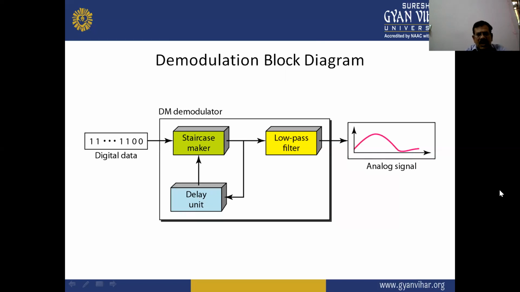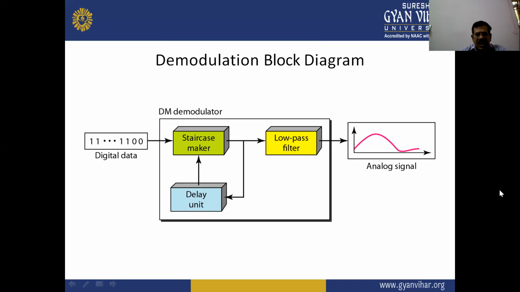The demodulation block diagram of the delta modulation system. In the delta modulation system, there is a staircase marker and an input signal in the form of digital data, 0101. That is the input signal in the form of digital data applied to the staircase marker, and there is also a delay unit, which is applied to the staircase marker.